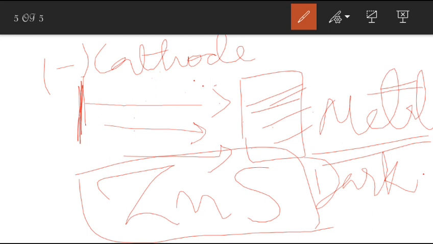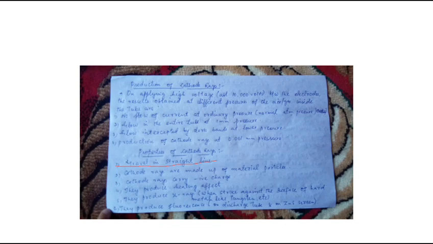In the same way, cathode rays produce X-rays when they strike against the surface of hard metals such as tungsten or molybdenum. So from these characteristics, we came to the conclusion that cathode rays are made up of material particles and the charge of the cathode rays is negative. Why is the charge of cathode rays negative?